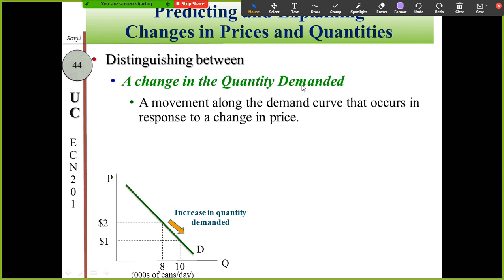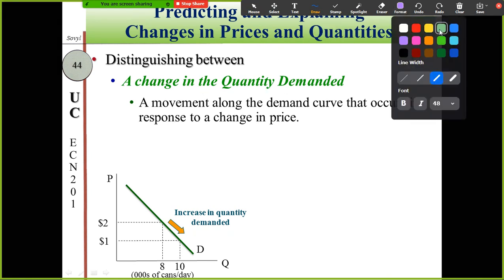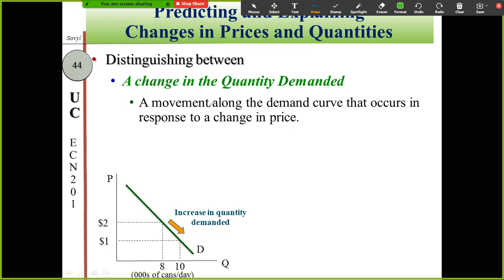A change in quantity demanded is a movement along the demand curve that occurs in response to a change in price. It means a movement along the demand curve, maybe from point A to point B. Point A to point B is a change along the same demand curve. It's only the same demand curve, but the change is from A to B, or maybe reversing, from B to A.